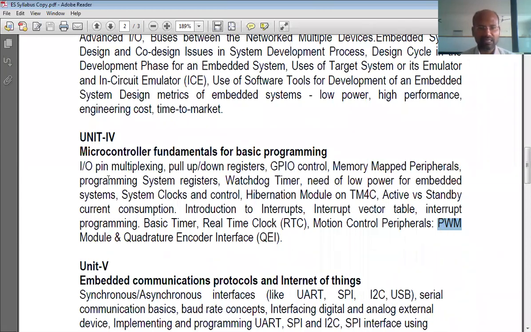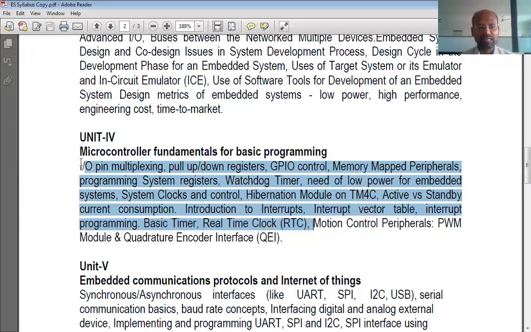So these are the things that we will see in unit 4. Unit 4 primarily focuses on programming. If you want to program the microcontroller, you should also know what hardware is available. Okay, then only you can program the microcontroller to its best, right?